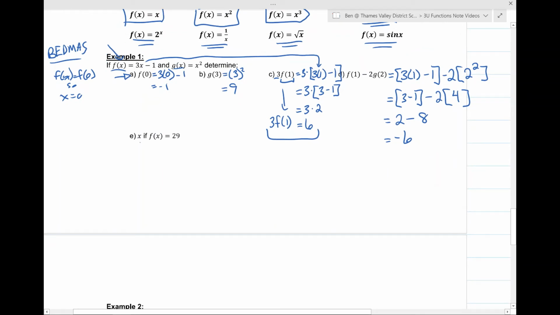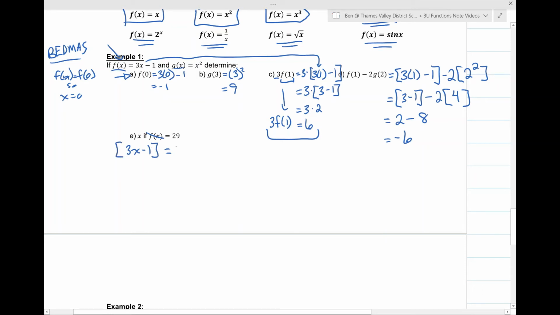Lastly, let's evaluate x if f at x equals 29. So note here, we're not told a certain value that x is. We need to find that for ourselves. So if we know f at x equals 29, well, I know what f at x equals. At the start, I'm told f at x is 3x minus 1. So that means I can take out the f at x and write in 3x minus 1.